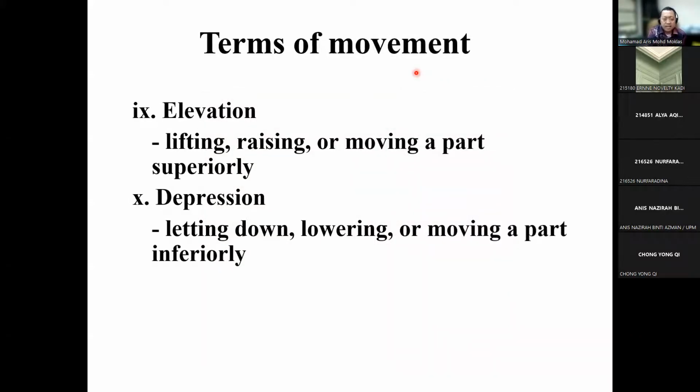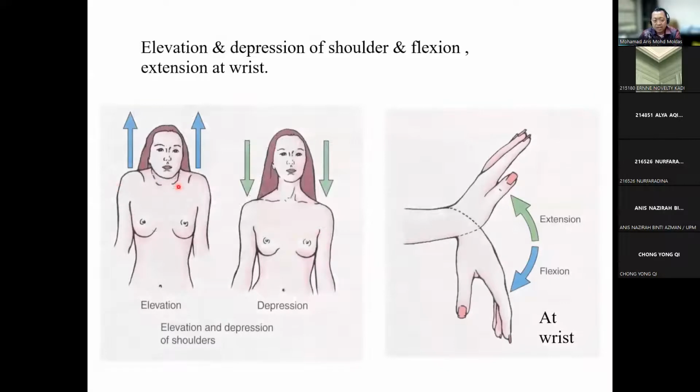Elevation and depression. All right. Very straightforward. Elevation is lifting, raising, or moving apart superiorly. Depression is letting down, lowering, or moving apart inferiorly. Which part of your body? Of course, your shoulder. Your shoulder. Elevation and also depression of the shoulder.